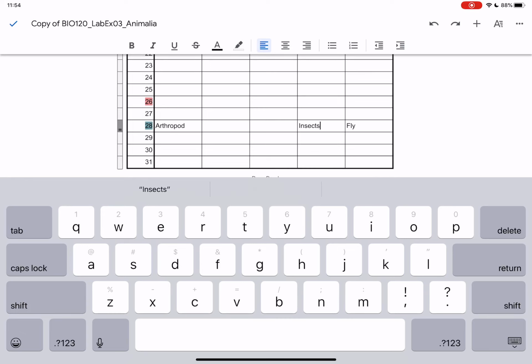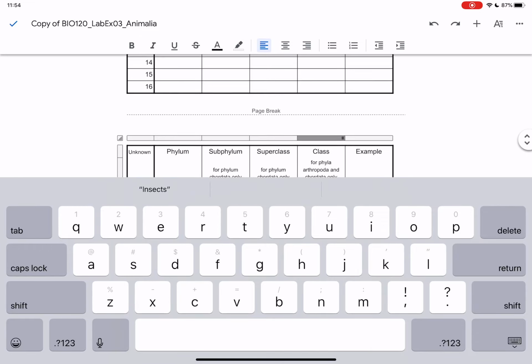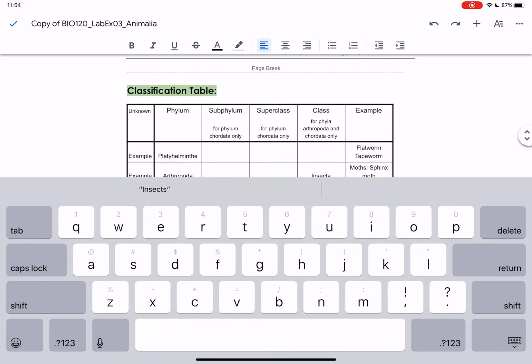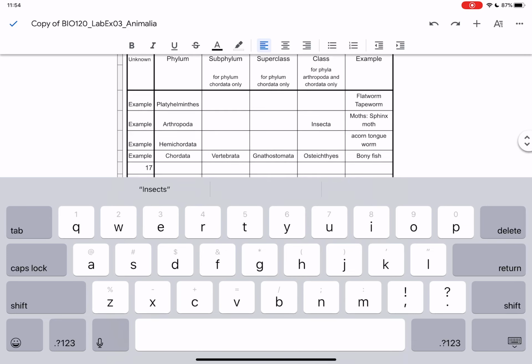Now, the more technical, I guess the more proper way to say these groups would be like, for instance, Insecta, or Chordata, or Arthropoda. I like to cut out as much of the Latin as I can, so don't worry about the technical way to say it. Okay, if you say it the way I've been saying it, that's fine. That's all I'm looking for.